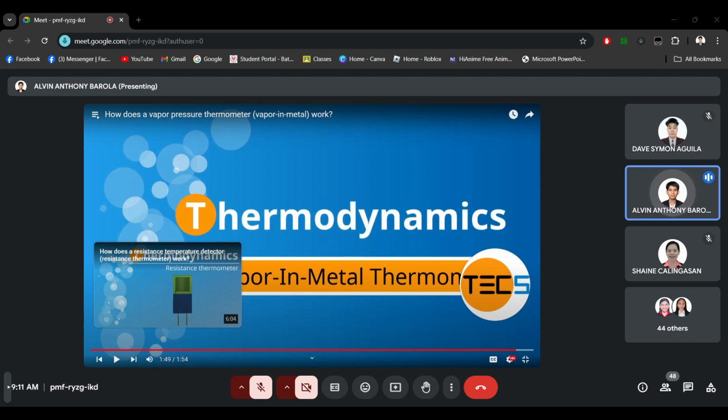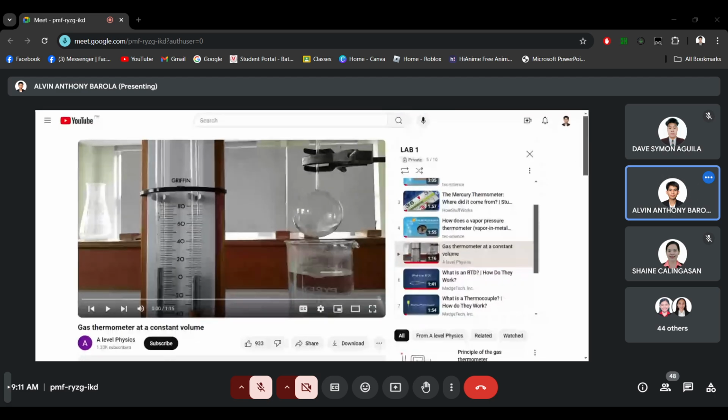Next po, ang constant volume thermometer. This uses an inert gas, usually nitrogen, and follows the principle that the pressure of the gas increases with the increase in temperature at constant volume. It can operate over a range of 130 to 540 degrees Celsius, with a linear range as large as 500 degrees Celsius. For additional information po, ito po ang video.